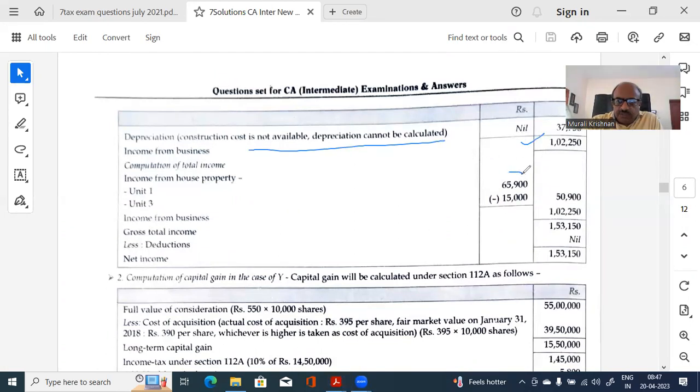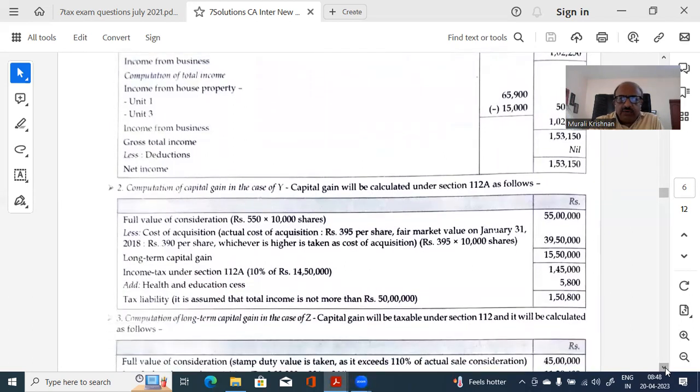House property income is let out part 65, self-occupied is minus 15,000 and income from business is 1,02,000. Total is so much. No deductions are given. Therefore, this is the total income. That's it. Finished. So if you know the problem, you can do it fast. That is what I'm saying. Know the provisions well, and you can do it. And of course, you have to read fast. That is a major challenge for you. Only by practice can you get to that.